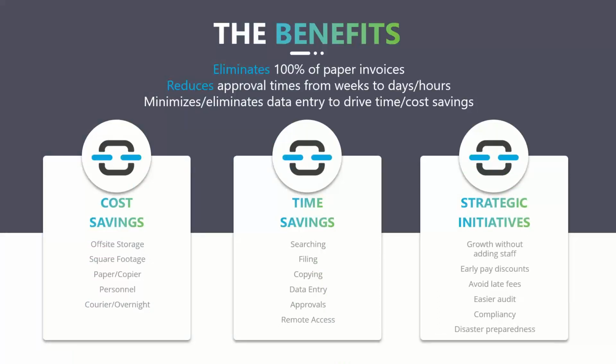Again, really simplifying and automating this process can really help speed up your processes, your workflows. So some of the benefits, the cost savings that we talked a little bit about: think about offsite storage, square footage, paper. These are all different costs that people start to go, yes, I can save a lot of money there. When it comes to time, being able to now search for documents easily, the filing that I don't have to do or don't have to have somebody do.